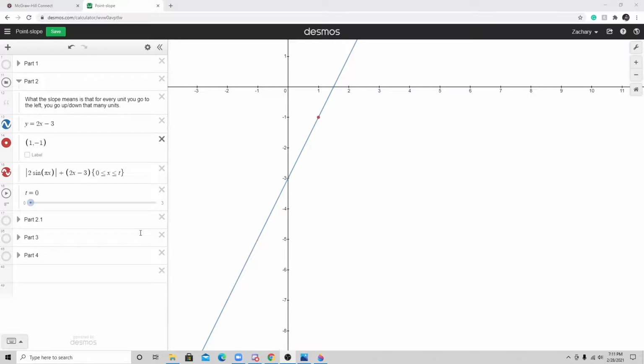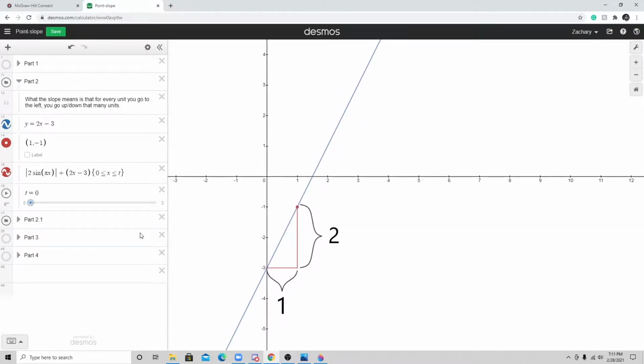So from our calculations, we saw that for every unit it goes to the right, it goes up 2 units. And another way, if we want to see how far up it goes when it hits 3 units, is to visualize it: 1, 2, 3. And then it rests on this point right here at 3, 3.